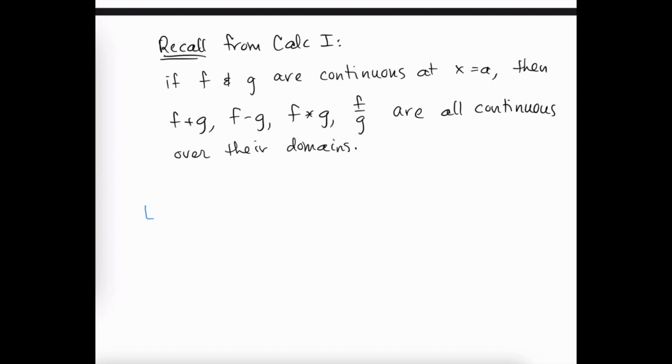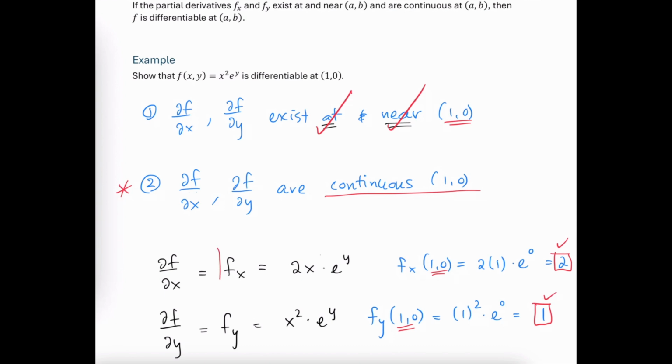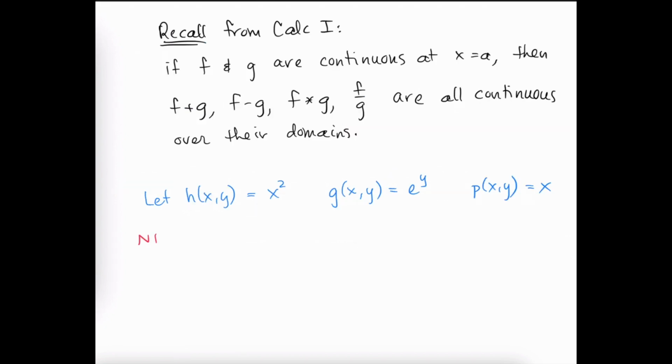So what we're going to do is let h(x,y) be the function x squared, g(x,y) be the function e to the y, and let's say p(x,y) be the function x. If we come back up here, we can see that our first partial derivatives were products of these functions. And so if I can show that each of those functions individually are continuous, then the products of those functions will also be continuous. And then that would satisfy this last condition. So what we need to show, NTS is an acronym that stands for need to show, is that h, g, and p are all continuous at (1, 0).